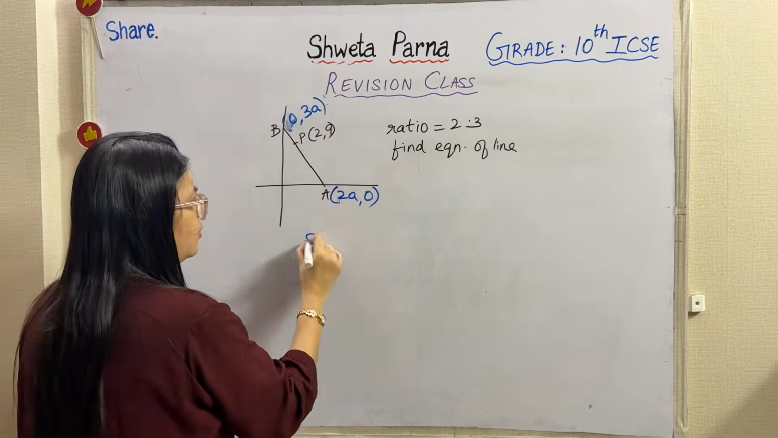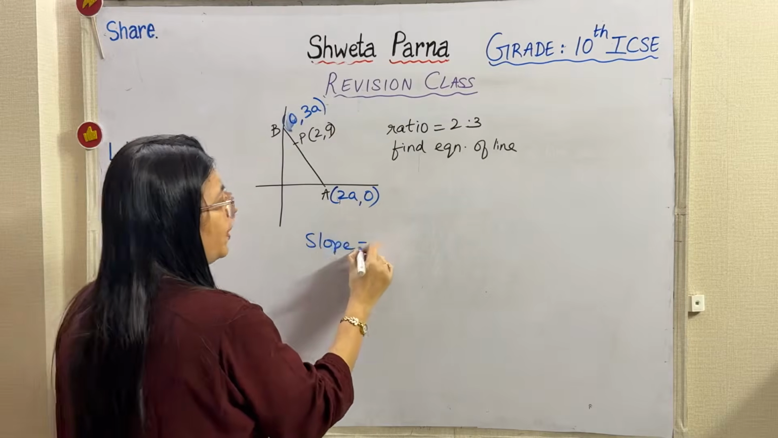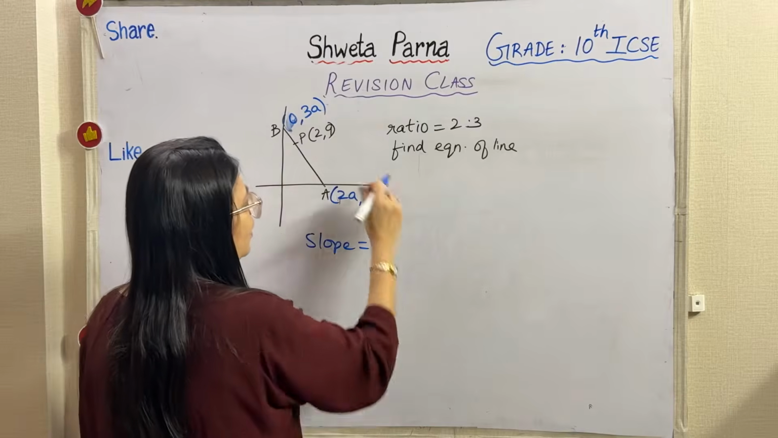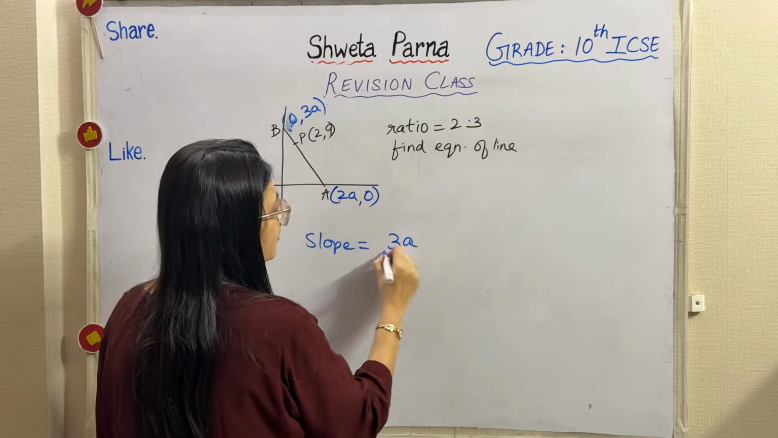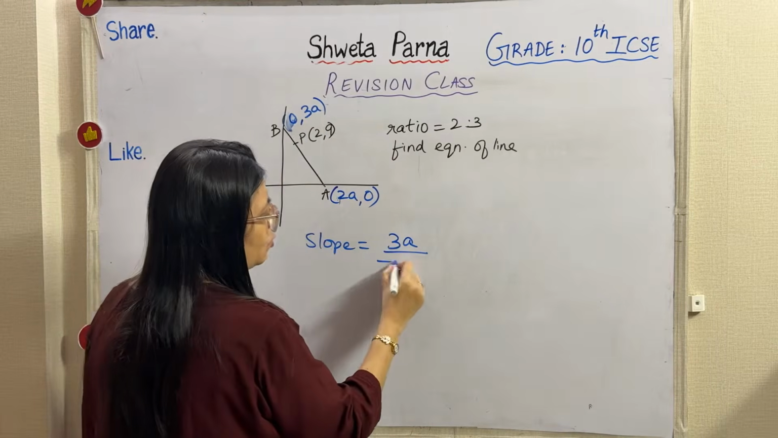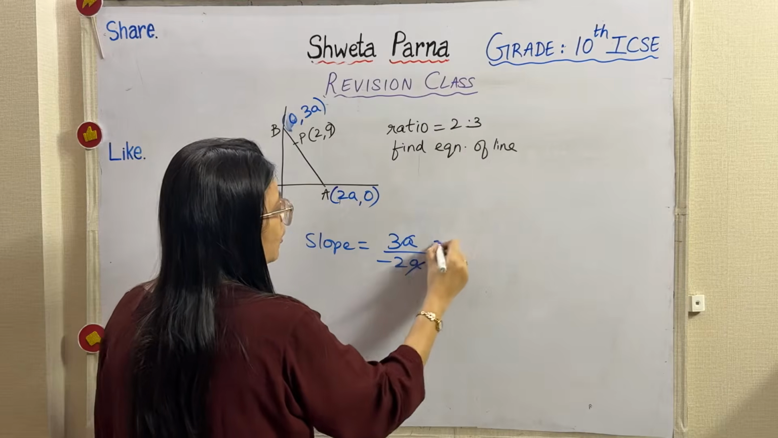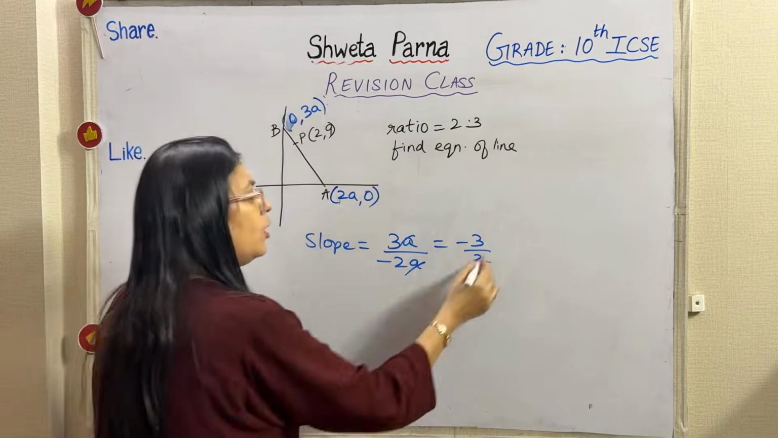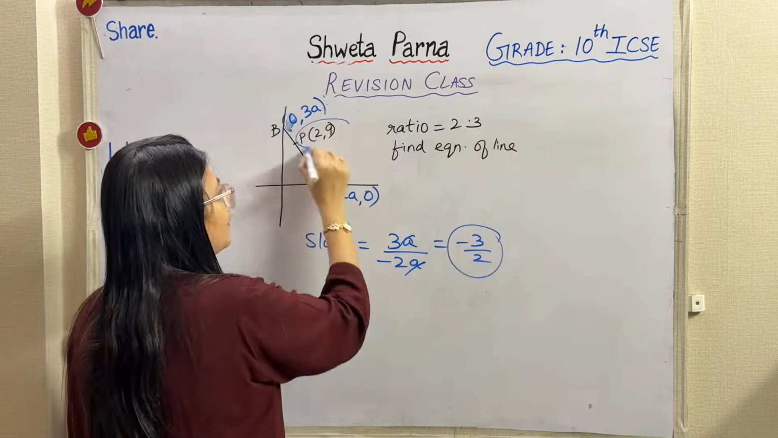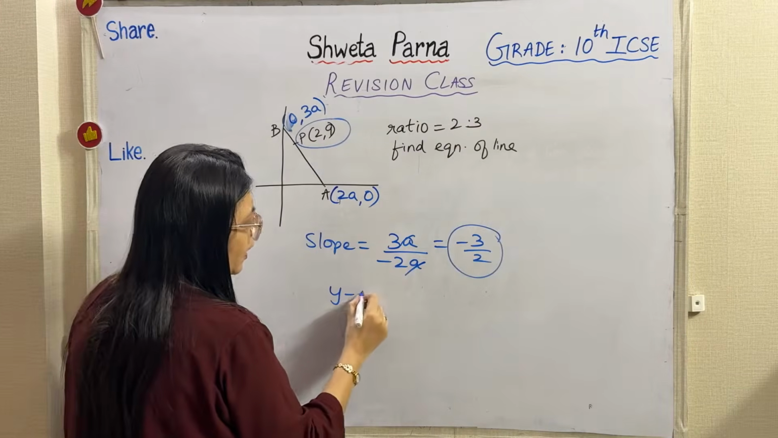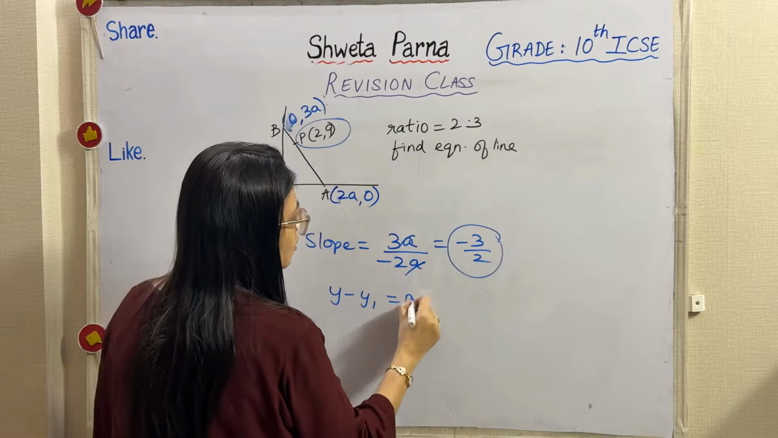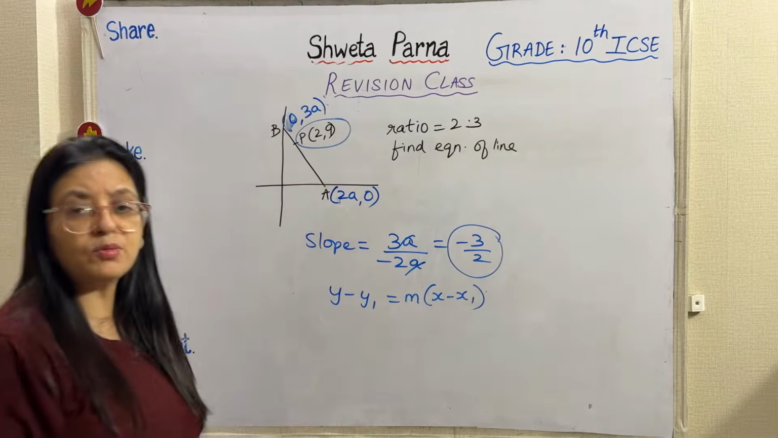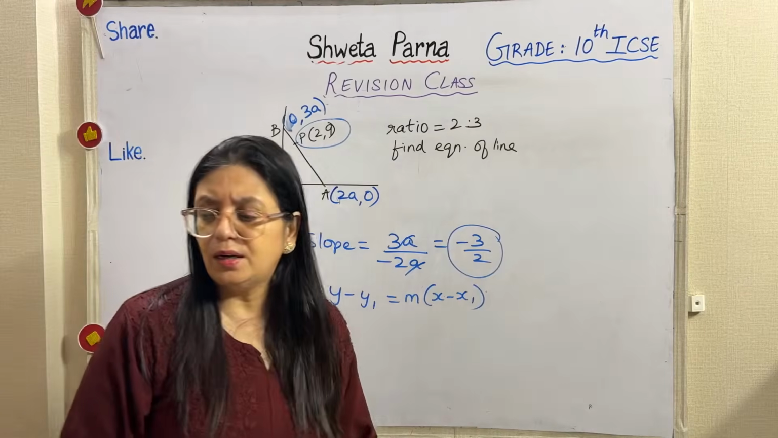Now using this you will find the slope. Slope is y2 minus y1 upon x2 minus x1. 3a minus 0 is 3a. 0 minus 2a is minus 2a. So the slope is minus 3 upon 2. You got the slope. You have the point, so you can use y minus y1 is equal to m into x minus x1. This will save your time. Understood?